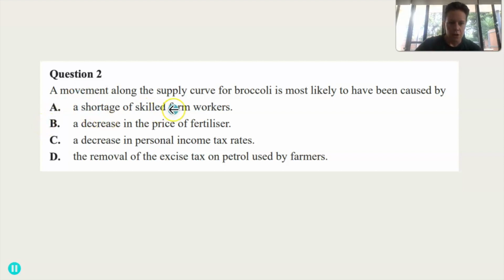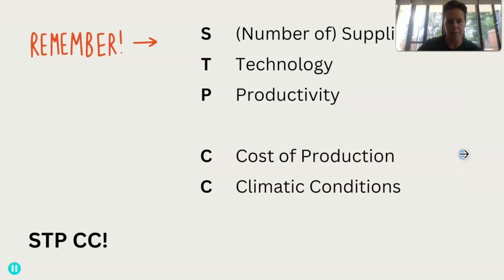So a shortage of skilled farm workers. That sounds like a factor to me. A decrease in the price of fertilizer. Now that, bang, it's got to be B, right? We're dealing with price if we're dealing with movements, so it has to be B, but I'll keep reading. A decrease in personal income tax rates, so that's a demand side factor. And the removal of the excise tax on petrol used by farmers. Now, we'll get into excise tax later, but ultimately, if the government reduces tax, it makes the petrol more affordable. We know that petrol is an input, so that would lead to a decrease in the cost of production and shift the curve. So it doesn't answer the question. So the answer needs to be B.